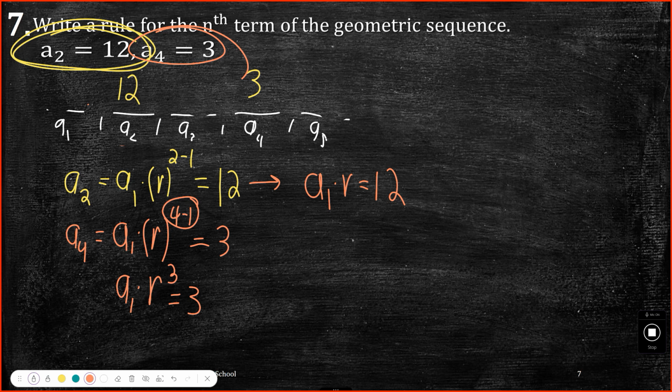So we got two equations, two unknowns. What I'm going to do is solve for A1 here and then plug in what it is over here. I'm going fast. I just want to get this done with already. So A1 is equal to 12 over R. Wherever you see an A1, plug in 12 over R.